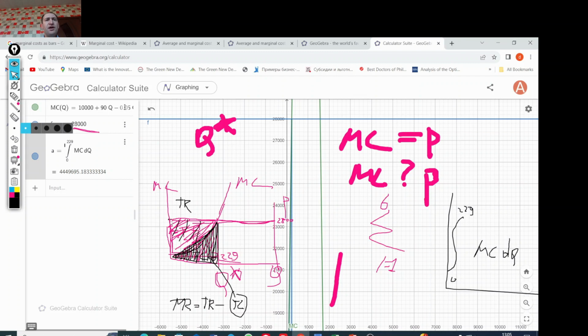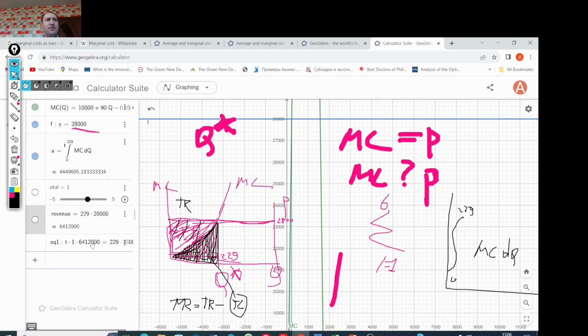The total revenue will be given by the area of that rectangle, the revenue rectangle. Revenue is equal to 229 times the price of 28,000. The market price for the goods sold is one and the same, 28,000. And we are getting 6,412,000. That is the total revenue area. Your total revenue in that instance is that much.